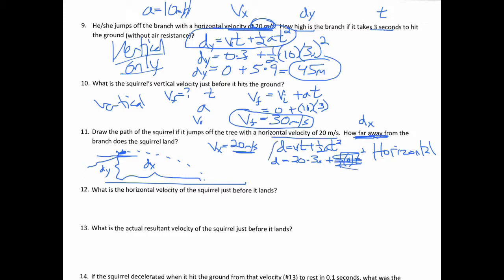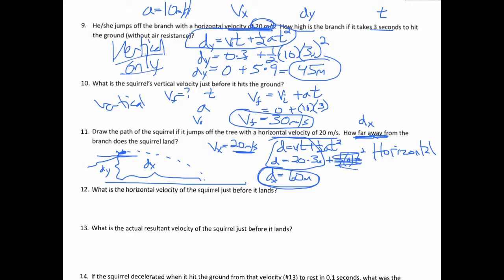I'm left with d equals vt. The simple, nice version. Nice and easy. So my horizontal distance here is 20 meters per second for 3 seconds. I've gone 60 meters. He lands 60 meters away from where he was before. Alright, d equals vt, because it's not accelerating left to right. It is accelerating vertically, but not left to right.